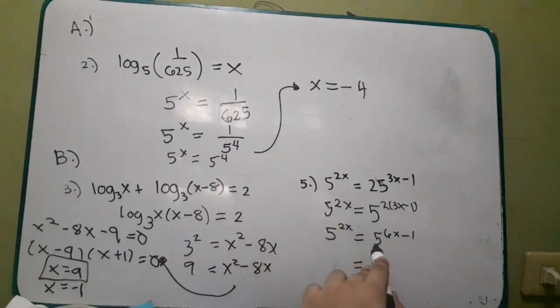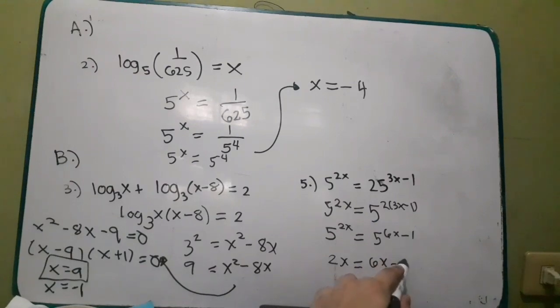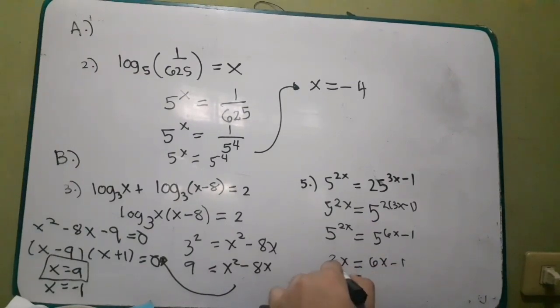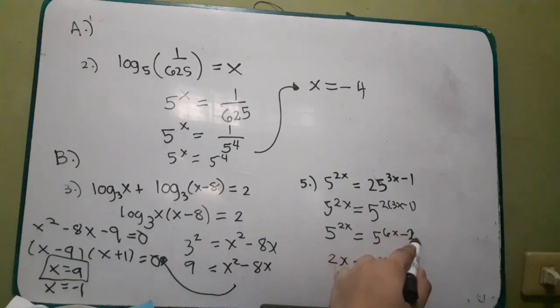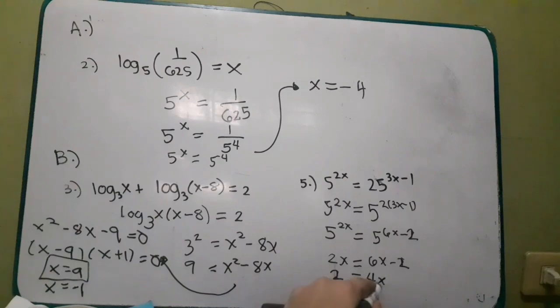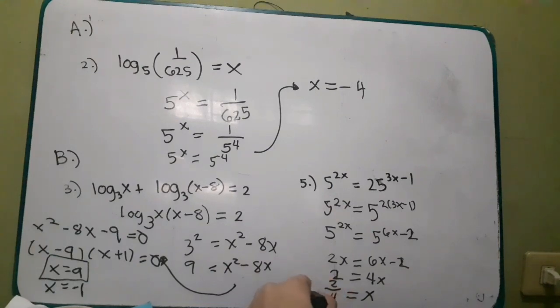So, same base and equal, so their exponents are equal. So 2x equals 6x minus 2. And then, bringing terms over, 4x equals 2. Wait, this is 2. So it would be 2 equals 4x. So x is equal to 2 over 4, or 1/2.